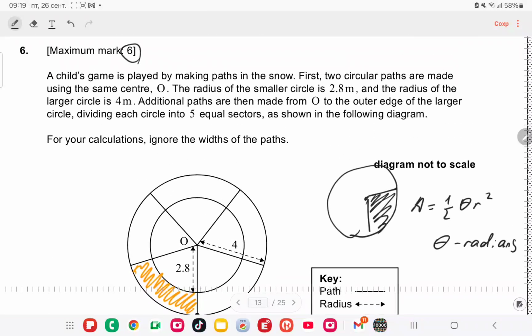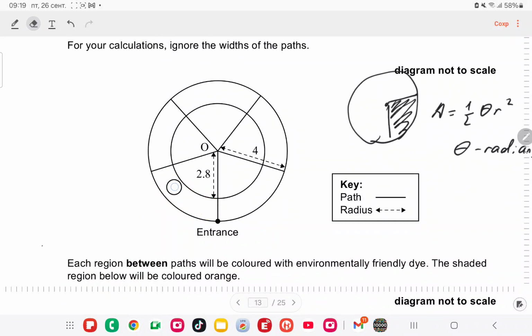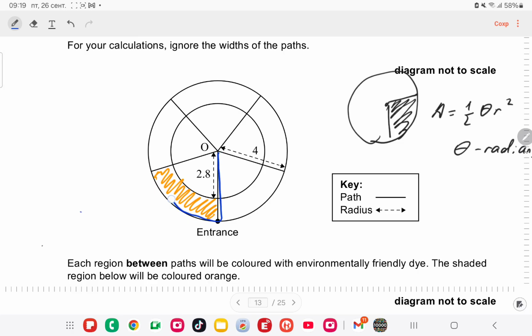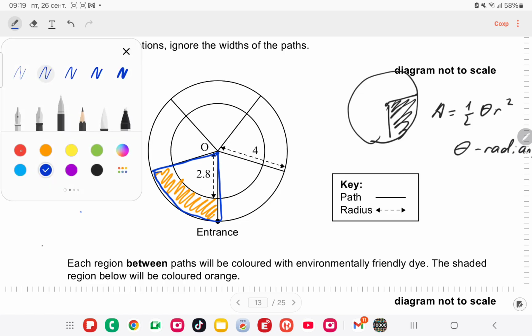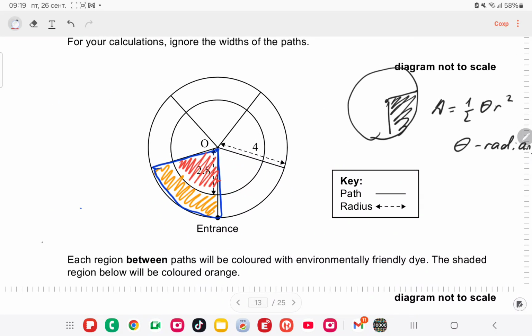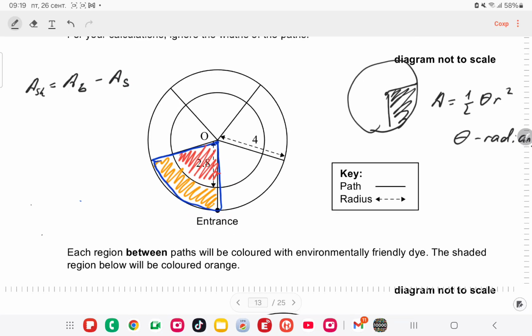Okay, so we have 2 sectors. So we will consider 2 sectors. To find the orange area, we will find the big sector. Let me use this color. So this is, let's say, the blue sector, and we will subtract the red sector. Okay, so let's write the formula. The area of the shaded region is equal to the area of the big sector minus the small. Okay, so that's how we will solve.